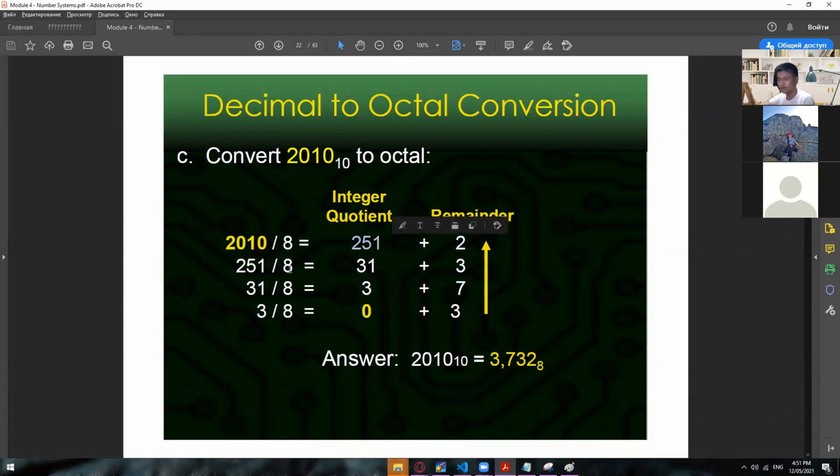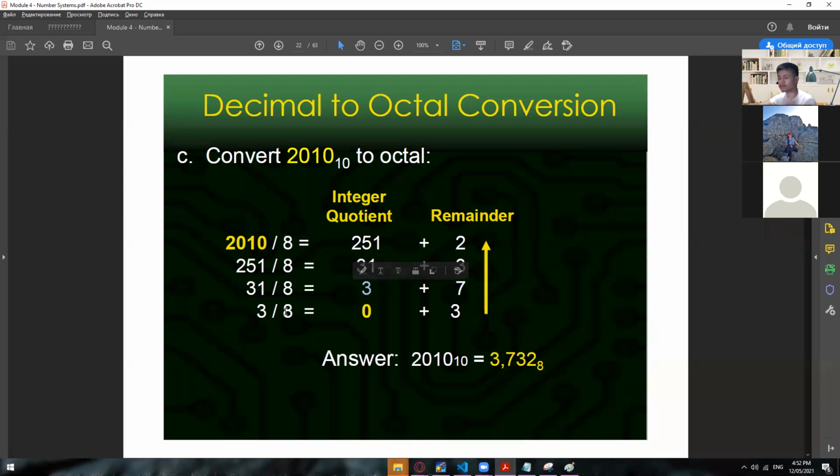So 251 divided by 8, and then we will get 31.375. So 31 will be placed here as the integer quotient, and then you can get the 0.375 times 8. That will serve as your remainder right here, which is 3. Okay, and then just keep on doing it, because your integer quotient is not yet 0. So 31 divided by 8 is 3.875. So 3 for the whole number, and then 0.875 times 8, which is equal to 7 for the remainder.